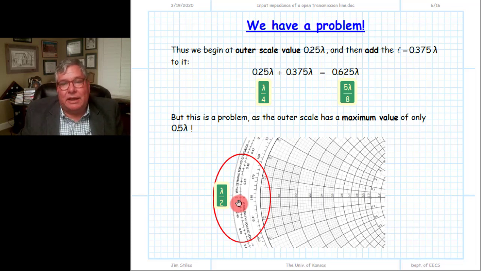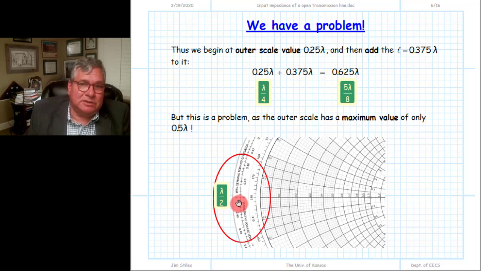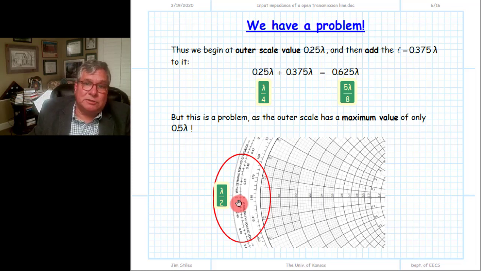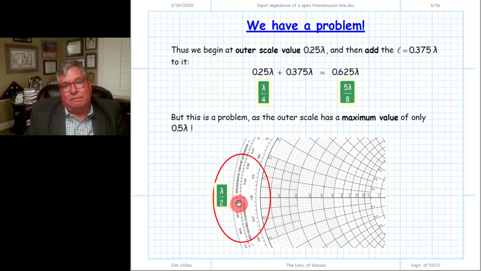If we move a distance of lambda over 2 in our Smith chart, we're going to come back to exactly the same impedance and exactly the same reflection coefficient function. On a Smith chart mapping, we come back to the same location. So that's why it begins at 0 and stops at 0.5 when it gets back to that same point. Yet the mile marker value we're supposed to be looking for, the outer scale value, is 0.625. So what do we do in this case?